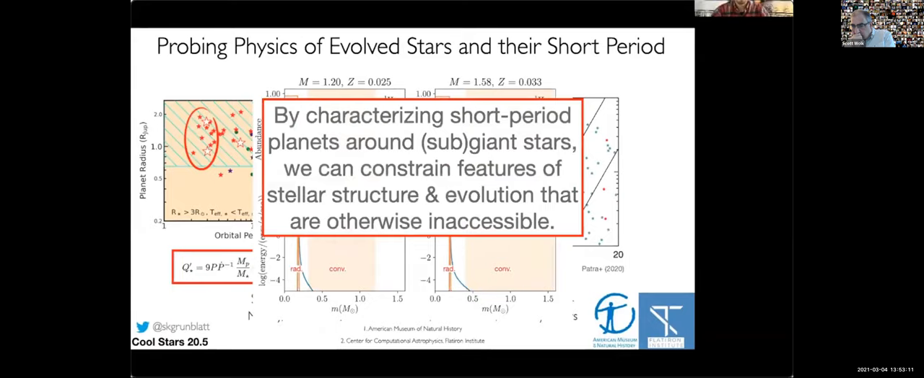So ultimately, by characterizing short period planets around evolved stars, we can constrain features of stellar structure and evolution that are otherwise inaccessible.